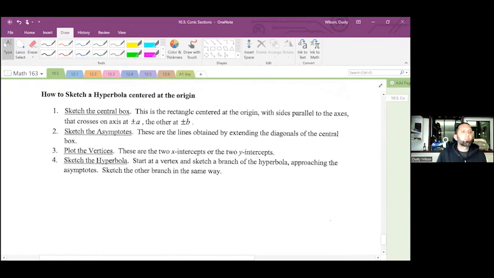So just wrapping this up, how to sketch a hyperbola centered at the origin. Sketch that central box. This is the rectangle centered at the origin with sides parallel to the axes. It crosses one axis at plus or minus a, and the other at plus or minus b. We sketch the asymptotes. These are the lines obtained by extending the diagonals of the central box. You plot those vertices. These are the two x-intercepts or the two y-intercepts. And finally, sketch the hyperbola. Start at a vertex and sketch a branch of the hyperbola approaching the asymptote. Sketch the other branch in the same way.